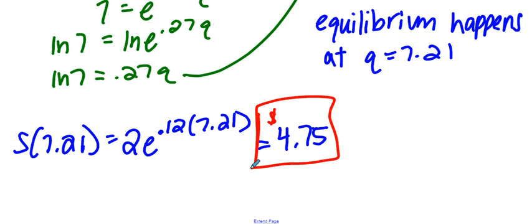And then the last thing we need to do, so we found equilibrium, we found this is the price that will maximize total surplus.